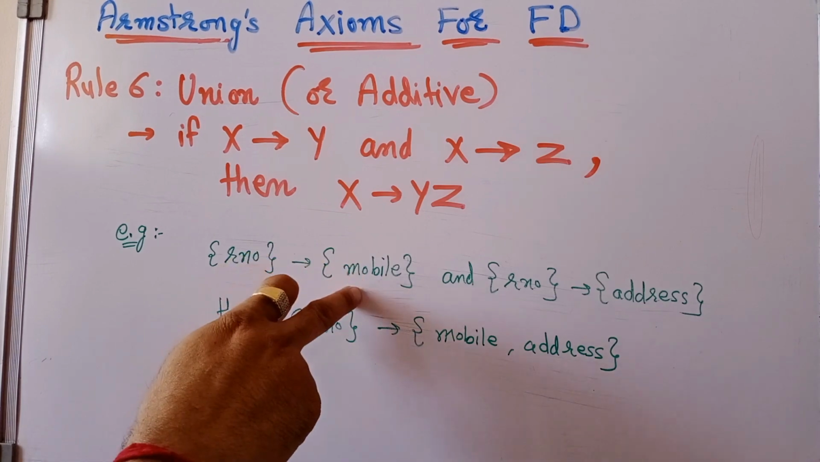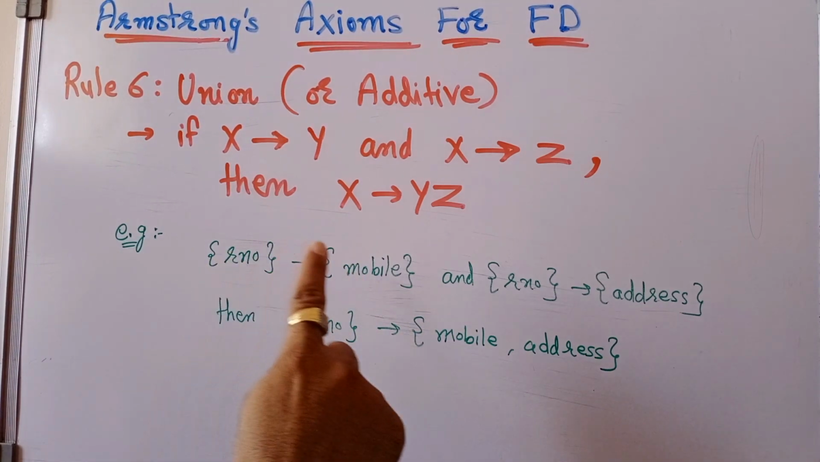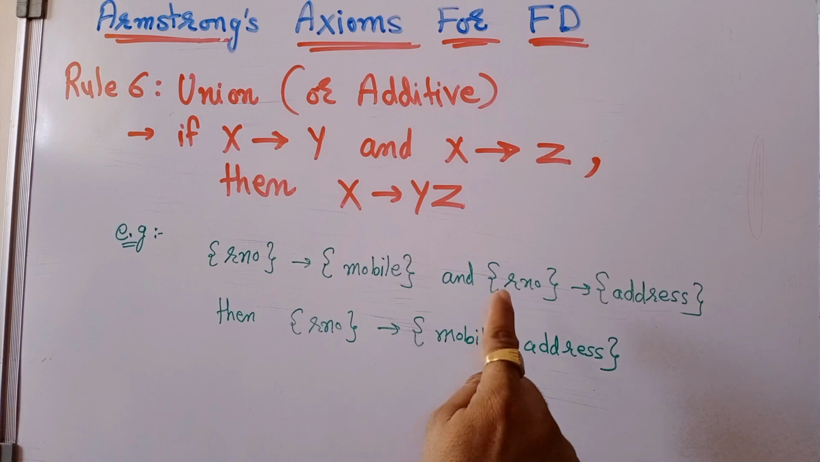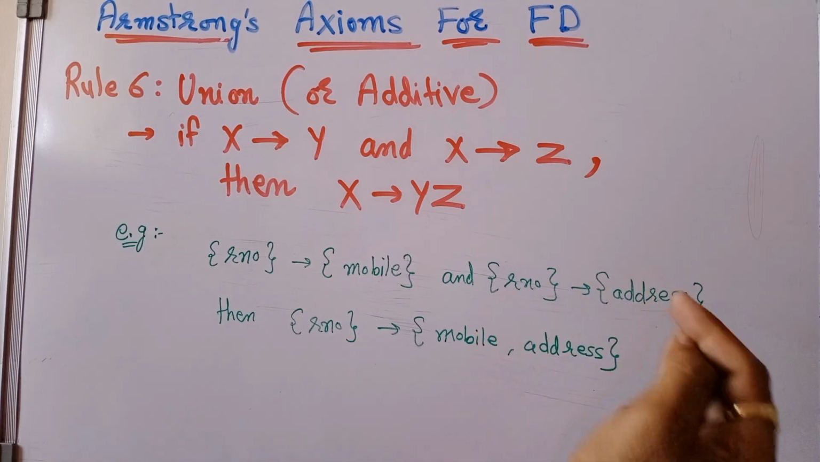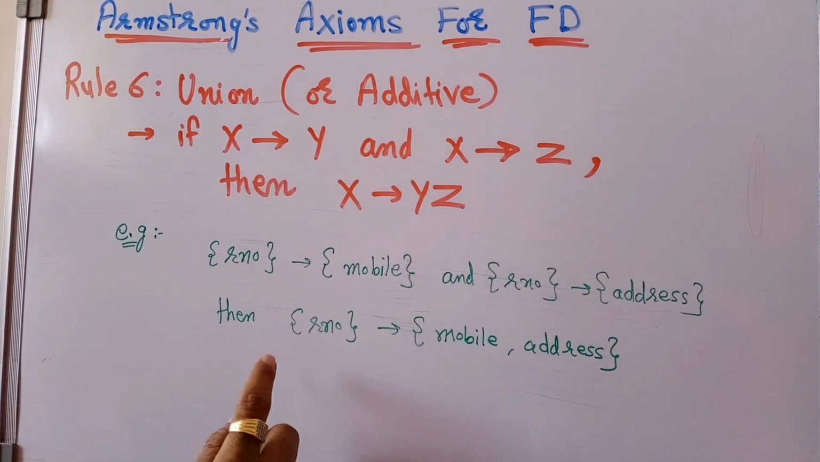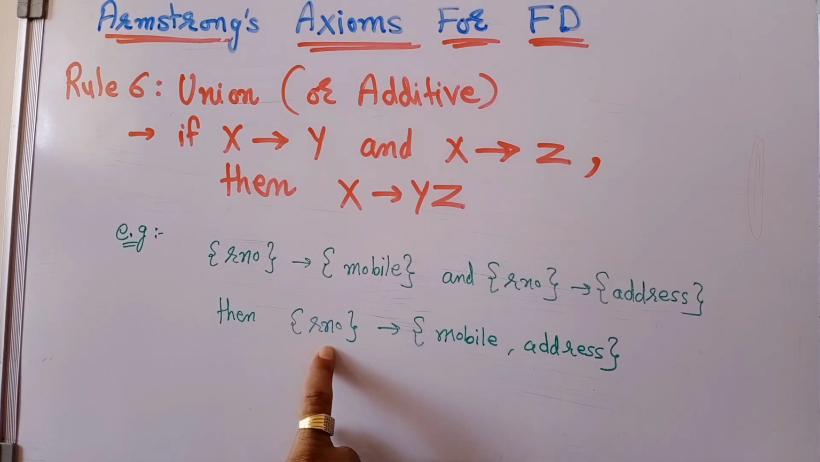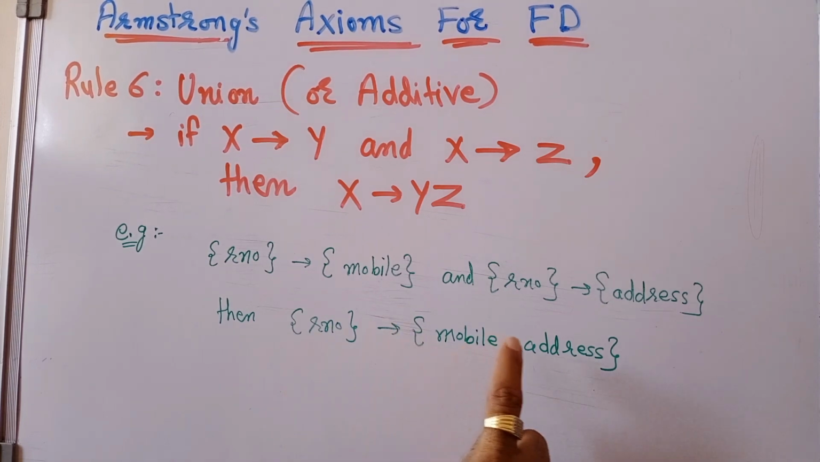Roll number determines mobile number. From roll number we can get mobile number. Same way, with the help of roll number we can get address. So all together we can say that with the help of roll number we can get mobile number as well as address.